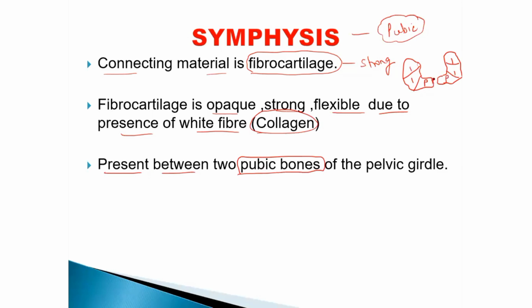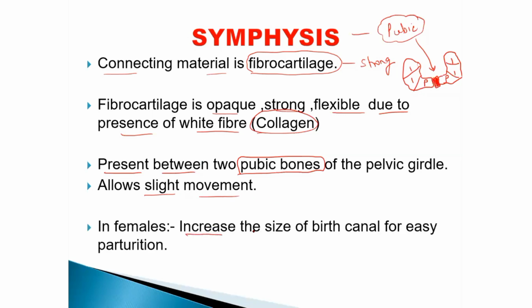So these two pubis bones are joined at this point, and this point is called the symphysis, which is called the pubic symphysis. Pubic symphysis is not functional in male, but it is functional in female. It allows a very slight movement.